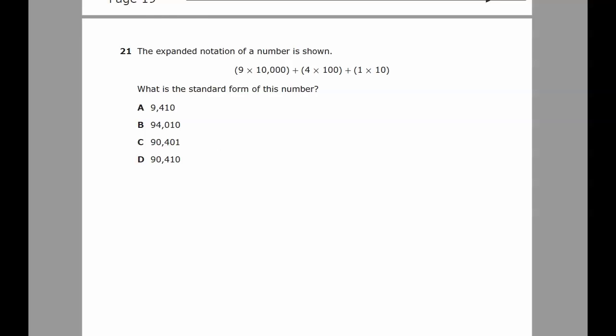The expanded notation of a number is shown. So here's our expanded notation. What is the standard form of this number? So this is a place value question, and we want the standard form, which is just the regular form of a number.